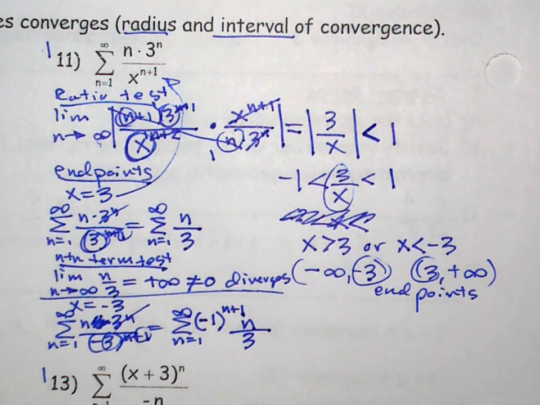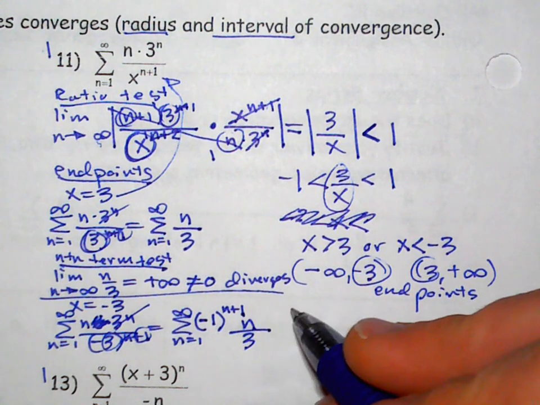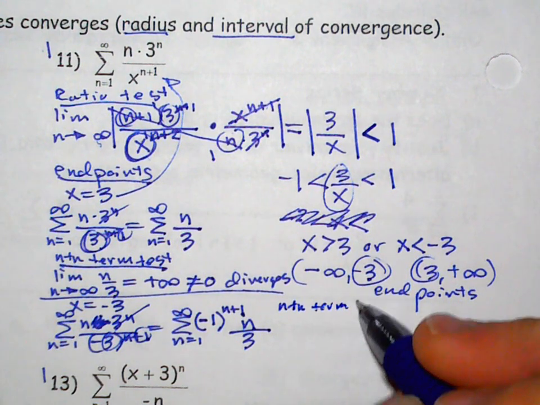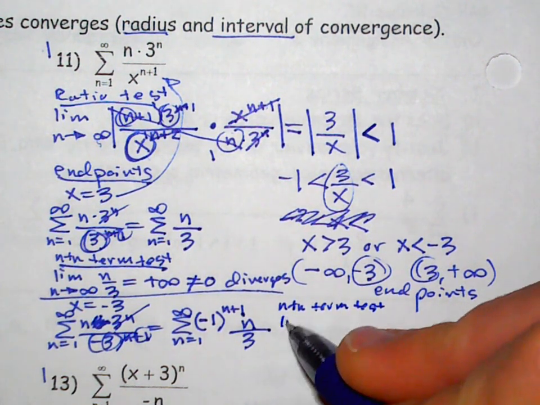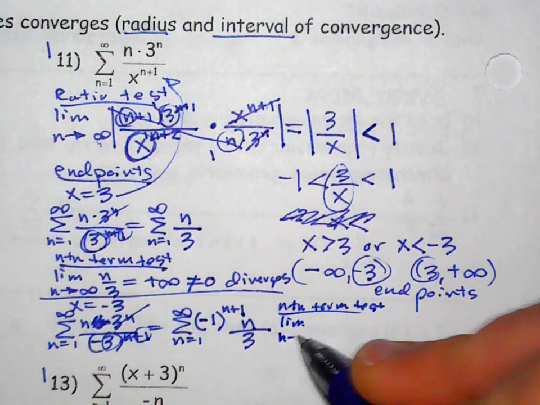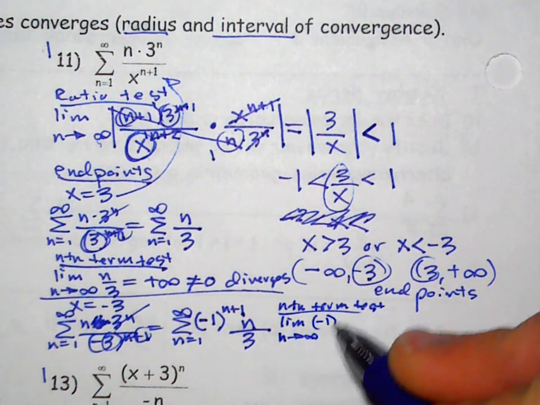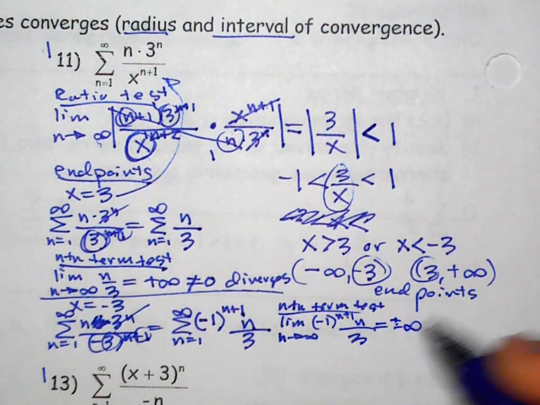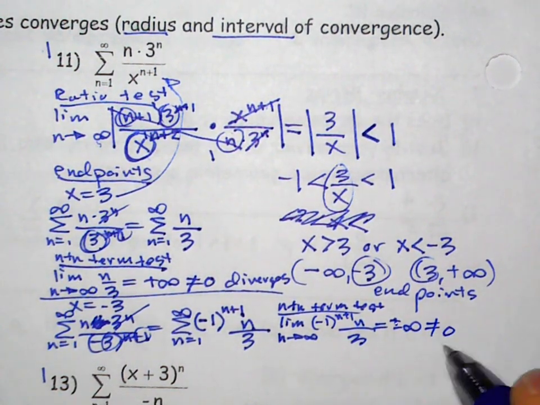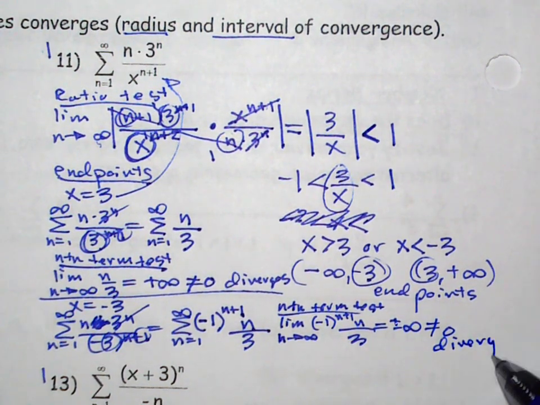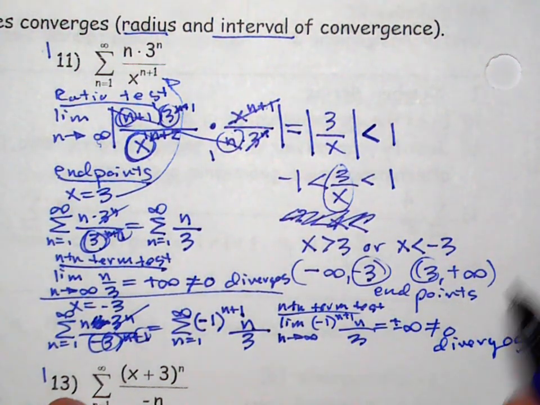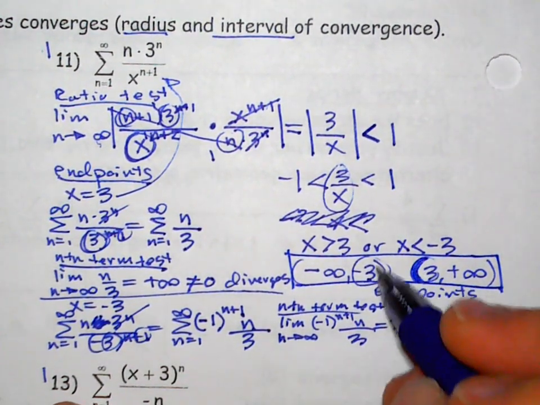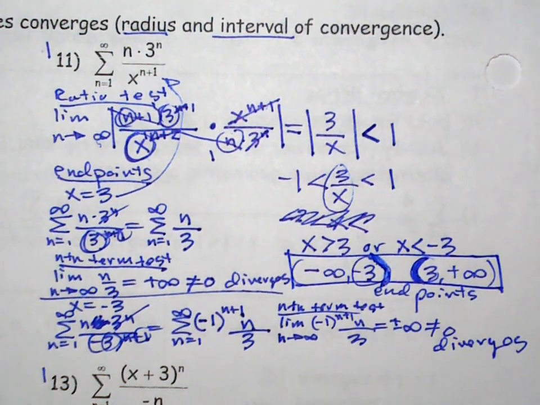But it doesn't go to 0. I mean, nth term test is going to blow up. So I'm going to do nth term test. Limit as n goes to infinity. And this swings back and forth to infinity, which is definitely not 0, which means it diverges. And so we're going to end up going with the original answer. Neither of those converge, so we're going to keep those as parentheses.